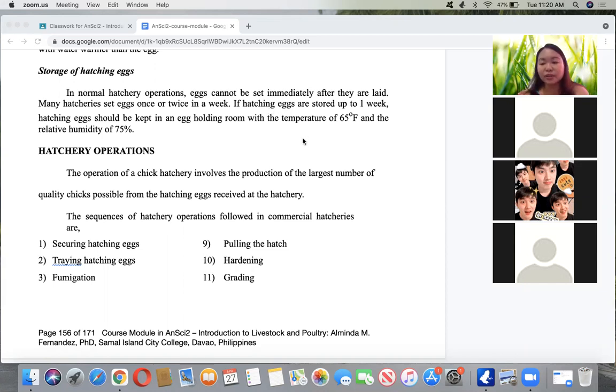Ano nga ang tawag nun, Jacqueline? Ang kanyang temperature zero ba yun? Tama ba ako, Jacqueline?